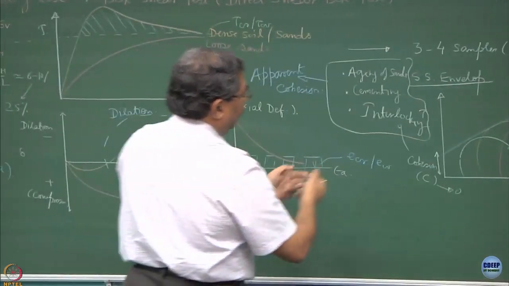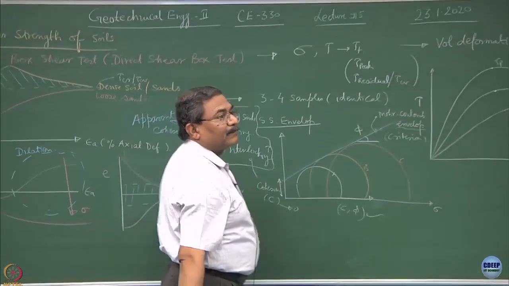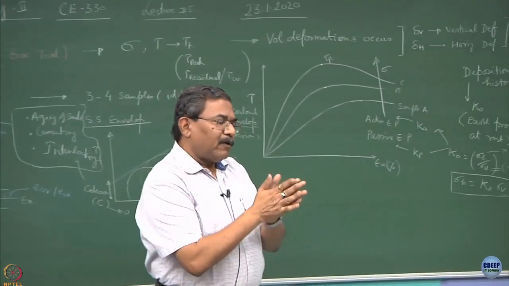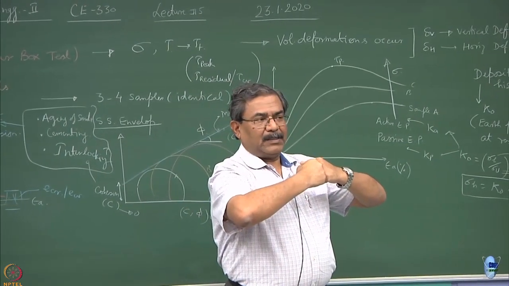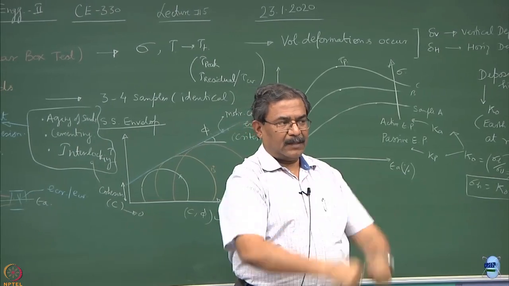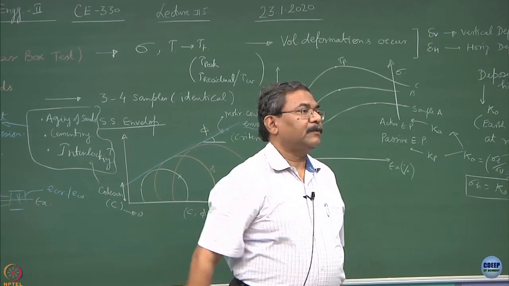Interlocking, as I said, would always give you apparent cohesion. Friction is because of the rubbing of the particles together. Here you have locked the two particles, they are not going to slip over each other, clear? When slippage occurs, then only friction develops.